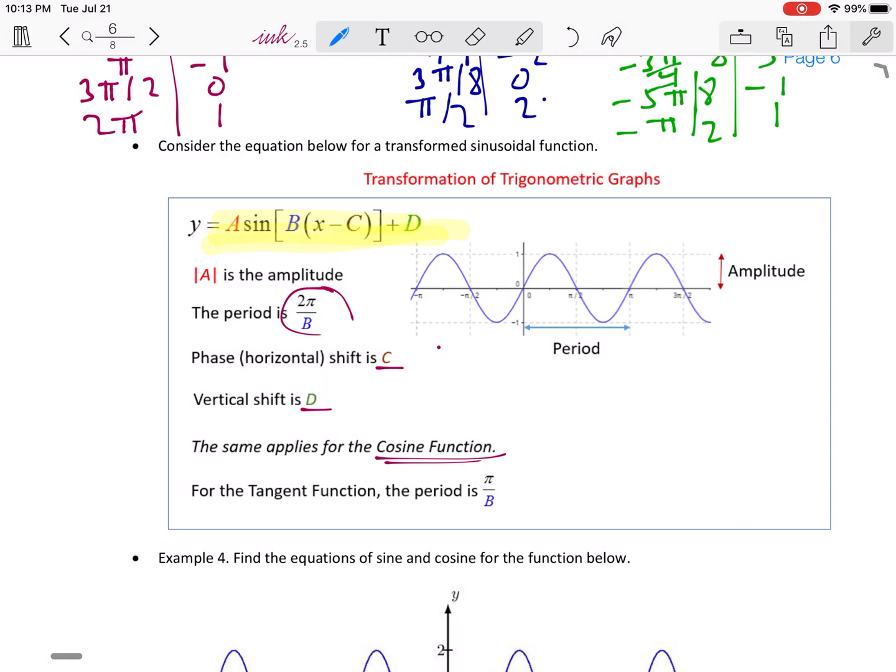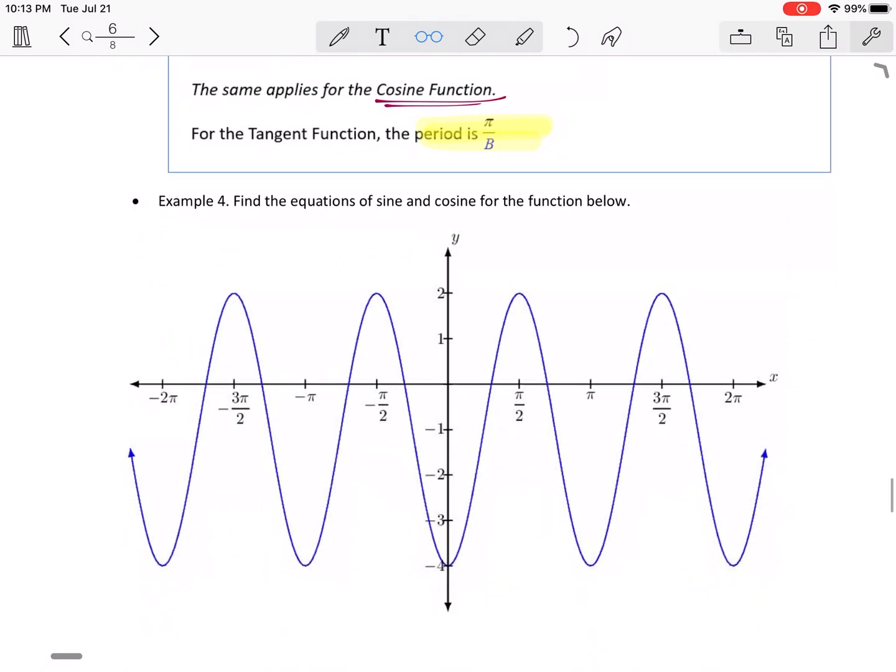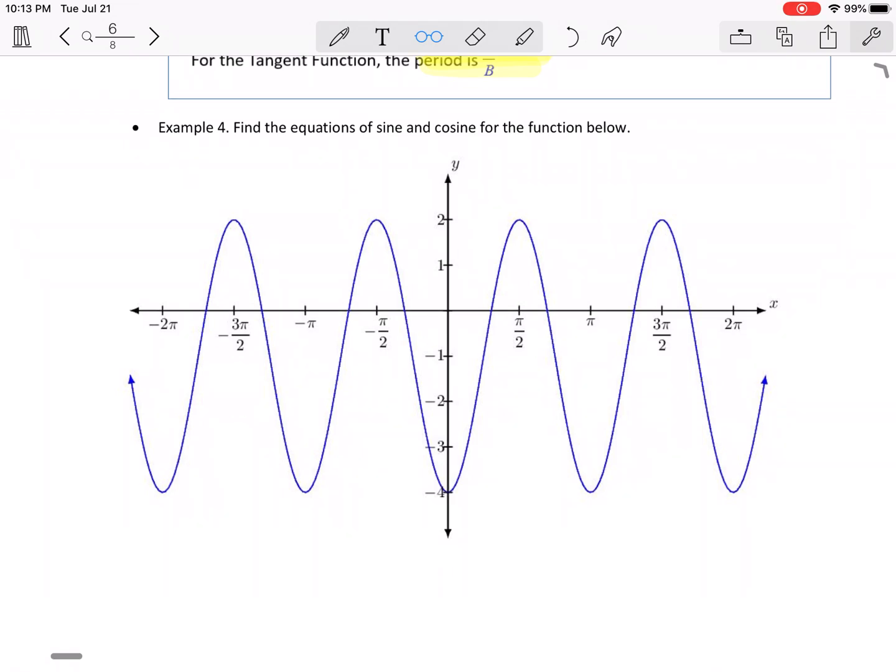For a tangent function, the period is given with pi over b. Okay, so it's a little bit different. So within that framework, we can figure out what an equation is. So here, what we're asked is to find sine and cosine functions, and what we can do after we're done is use technology to confirm the equation: just type in the equation that you came up with and see if that works.